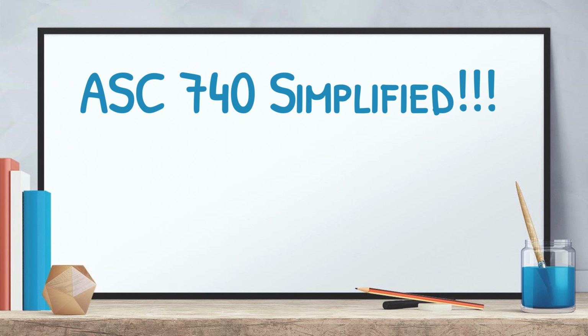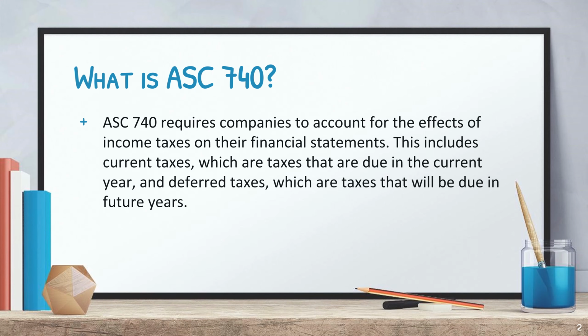Today we're diving into ASC 740, the Accounting Standards Codification that deals with income taxes. ASC 740 requires companies to account for the effects of income taxes on their financial statements. This includes current taxes, which are taxes that are due in the current year, and deferred taxes, which are taxes that will be due in future years.